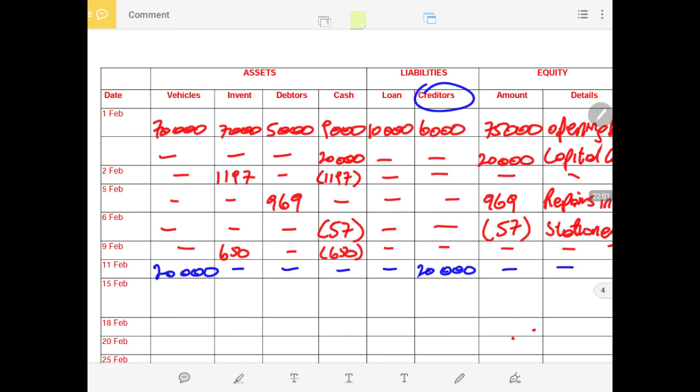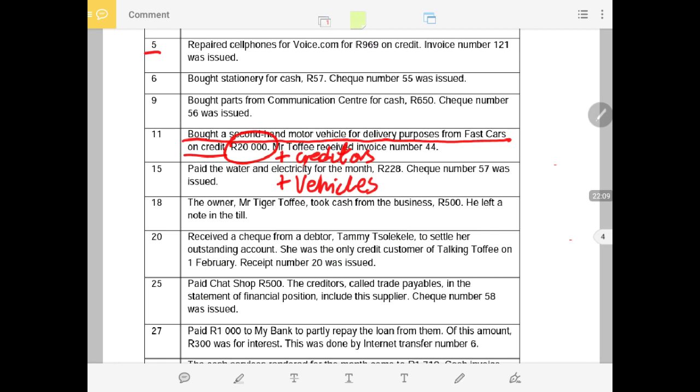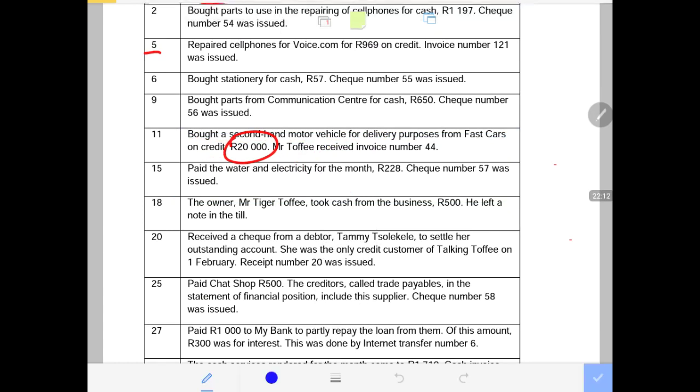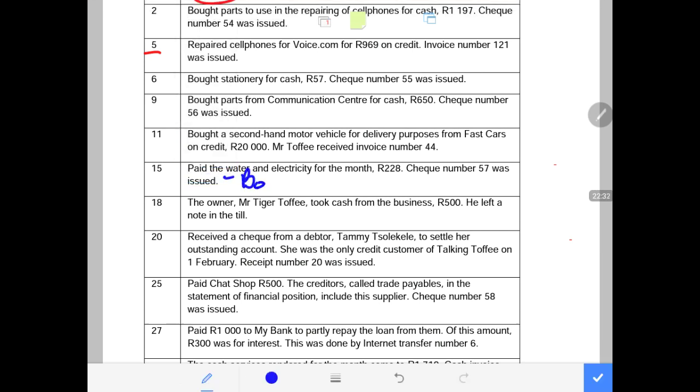So now we go to the next transaction, which is on the 15th day of the month. On this 15th day, they are telling us that we paid water and electricity for the month, 228. Check number 57 was issued. We paid, and if we paid, money must go out of the business. So now we paid, therefore it will be a decrease to bank. And what do we pay? We pay water and electricity.